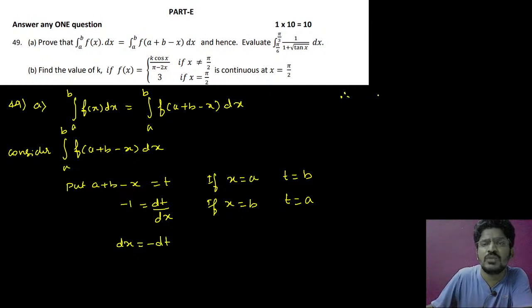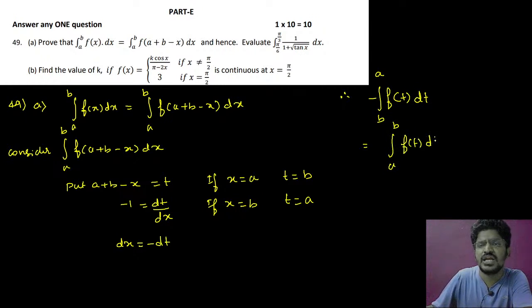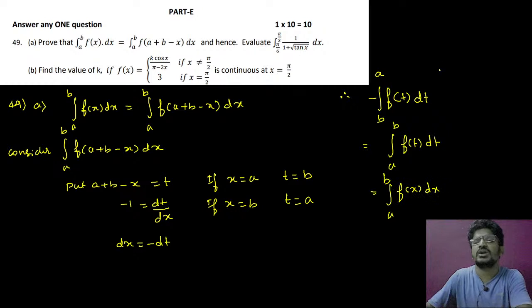Therefore the problem will be integration from b to a, our lower limit is b and upper limit is a, of f of a plus b minus x, which is t, and dx is minus dt. So write minus dt. Now if I want to remove this negative sign, we have to change our lower limit and upper limit. That will be a to b of f of t dt. And this can be written as integration from a to b of f of x dx. That is property P naught.